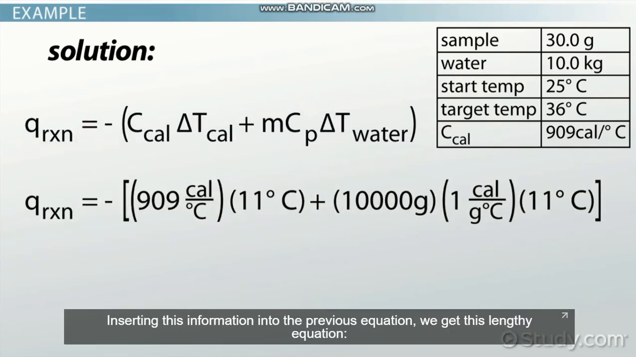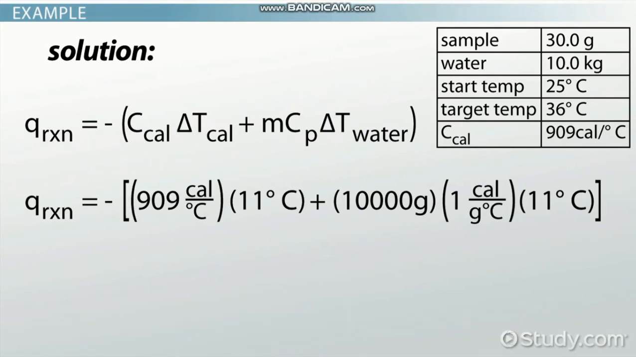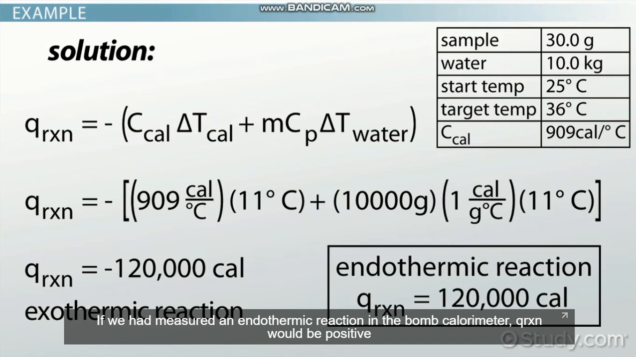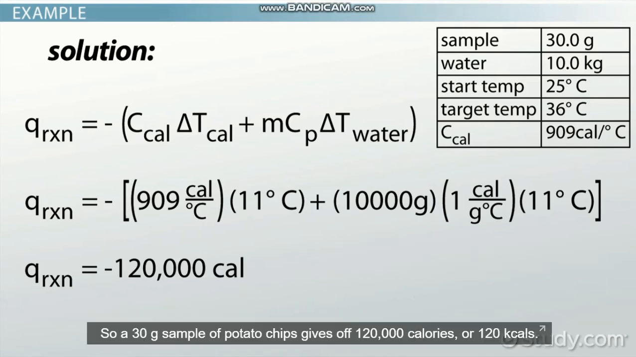Inserting this information into the previous equation, we get this lengthy equation: 909 calories per degree Celsius times 11 degrees Celsius plus 10,000 grams times 1 calorie per gram degree Celsius times 11 degrees Celsius. The result, all things being negative in the equation, is negative 120,000 calories. The negative sign on Q reaction means that the reaction is exothermic. If we had measured an endothermic reaction in the bomb calorimeter, Q reaction would be positive, and heat would be added to the reaction. So, a 30-gram sample of potato chips gives off 120,000 calories, or 120 kcals.